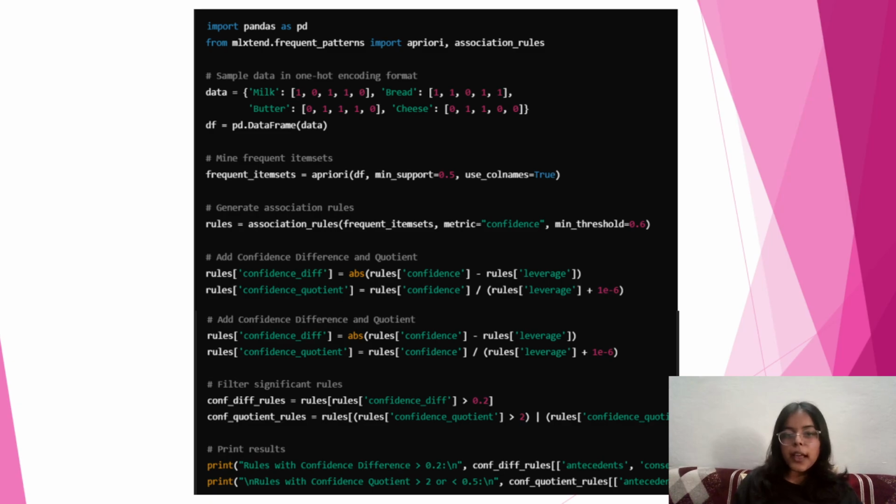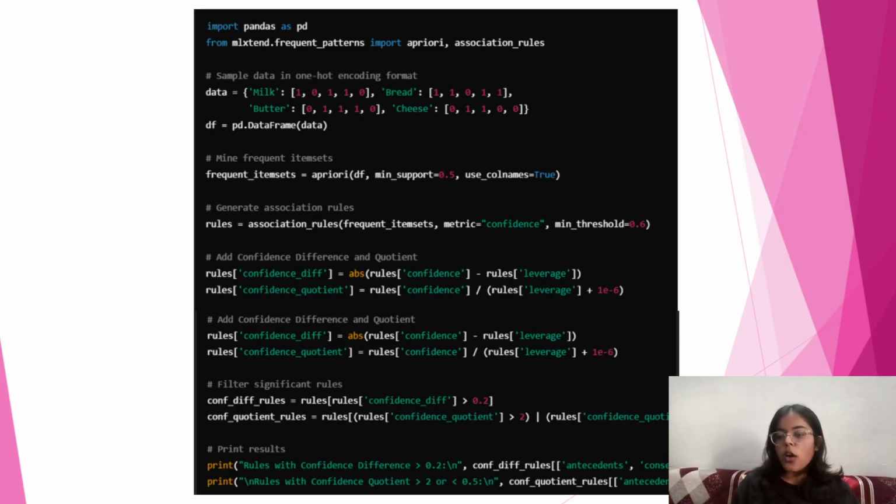Now step 3, mine frequent item sets. We use the Apriori algorithm to find frequent item sets with a minimum support of 50%, which means 0.5 minimum support. Here we have written that. This means we are identifying groups of items that appear together in at least half of the transactions.